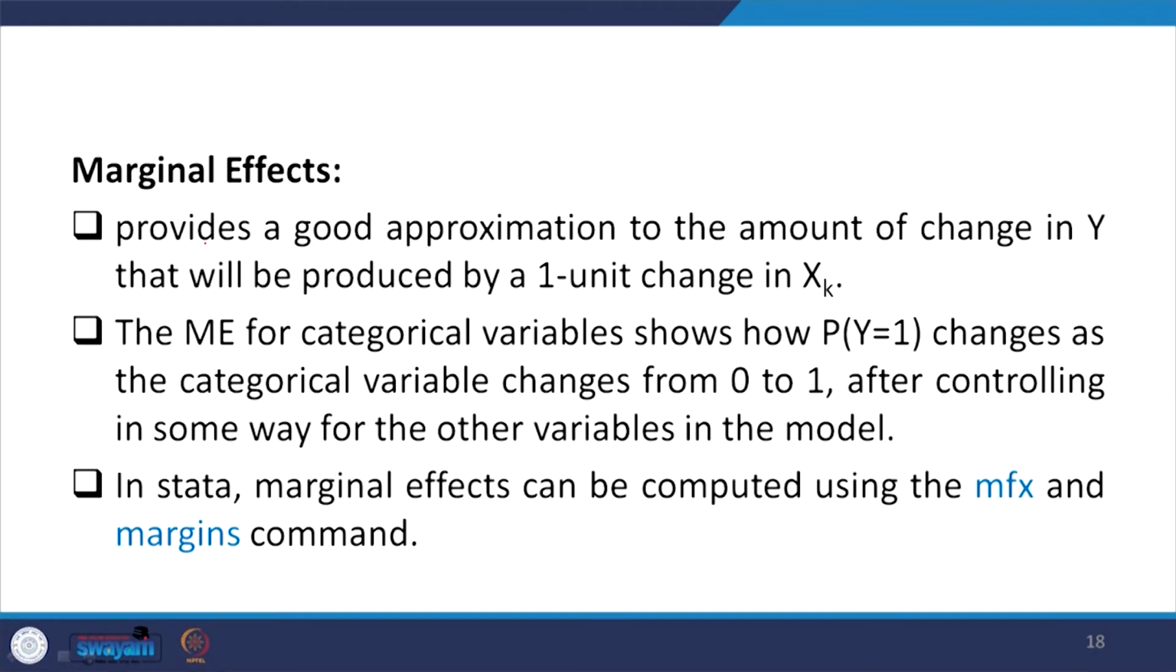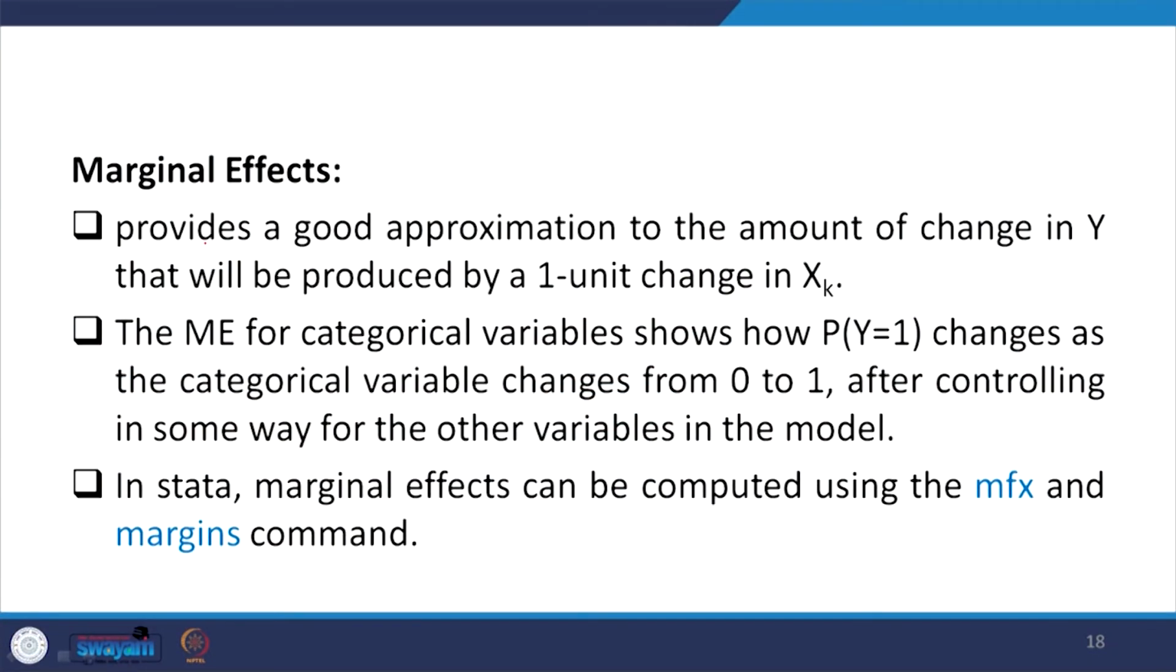This provides a good approximation to the amount of change in y given the unit change in x. We have already defined its derivative. So, the derivative of y with respect to x, that is, the marginal effect depends upon the change in x. So, therefore, it is important. Now, the ME, that is marginal effect for a categorical variable, shows how the probability of the value 1 changes as the categorical variable changes from 0 to 1 after controlling for the other variables in the model.